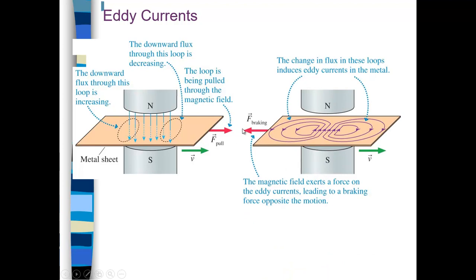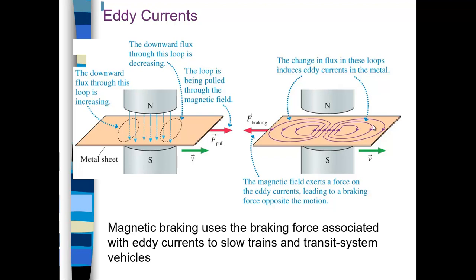However, if you've got a braking force, that will create what's called an eddy current here, and that eddy current will lead to a force in the opposite direction. So as these are clamped down, this will create a change in flux in the different loops, and these eddy currents will cause whatever object is moving through these magnets to slow down. This is how magnetic braking works when you have slow trains or transit system vehicles. They just use a series of magnets.